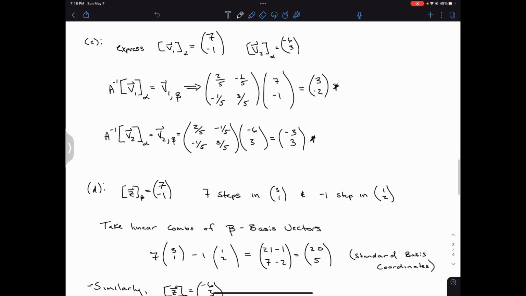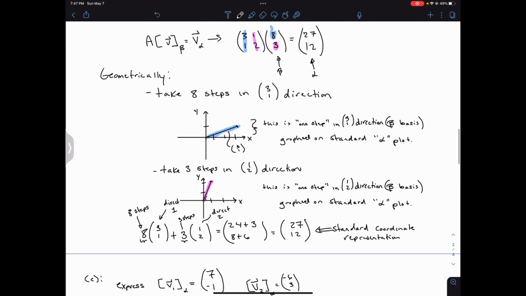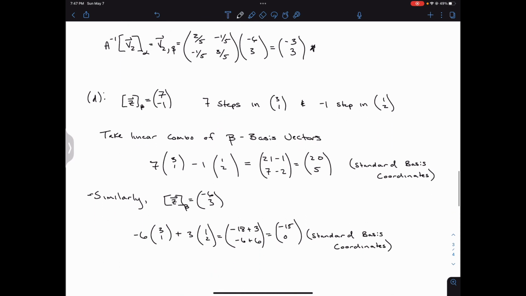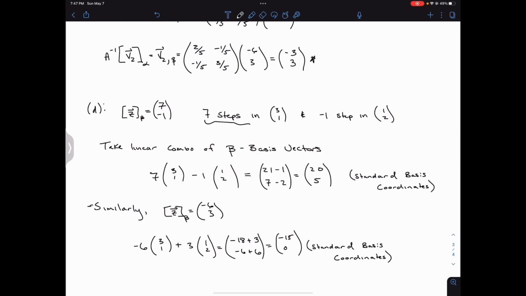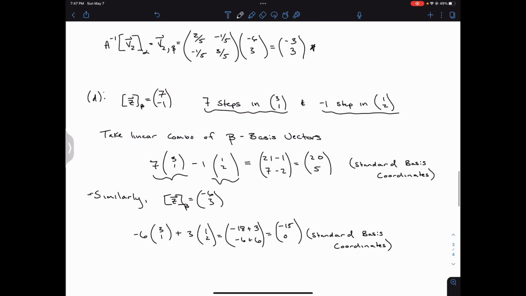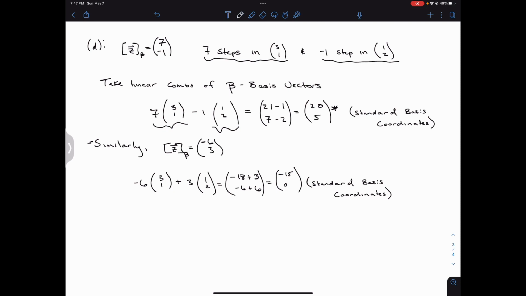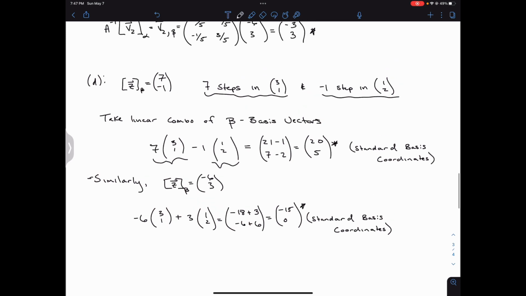And again, now we are going to think about changing our beta representation to our standard base vectors, just using a linear combination, the same geometric reasoning we used earlier. So 7, -1 tells us we take 7 steps in 3, 1 and -1 steps in the 1, 2 direction. Executing this math, we get our final answer of 25 in base coordinates. Similarly, -6 steps in the 3, 1 direction and 3 steps in the 1, 2 direction, and we end up at -15, 0 in the standard coordinate system.